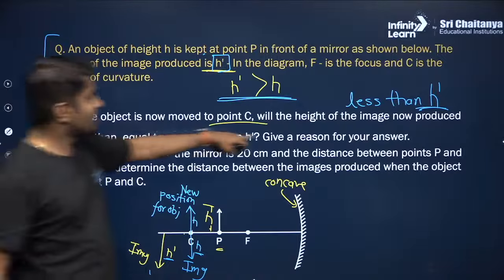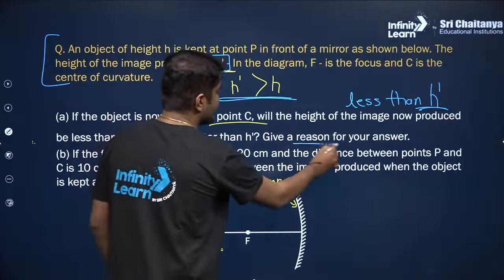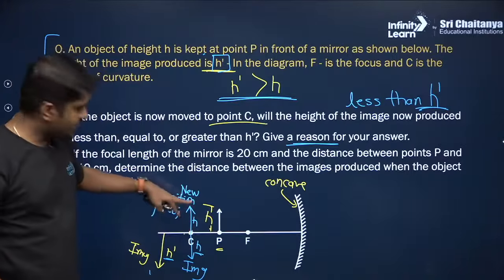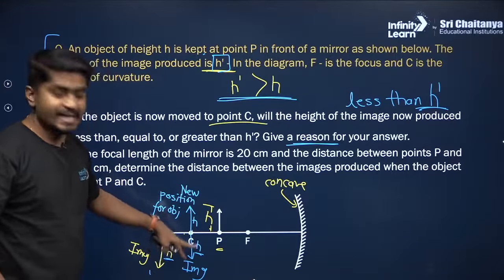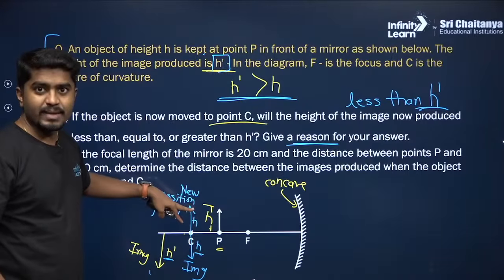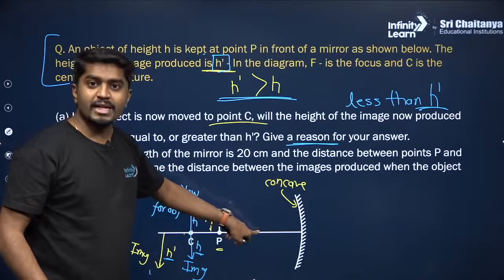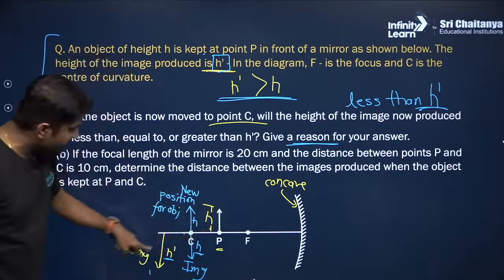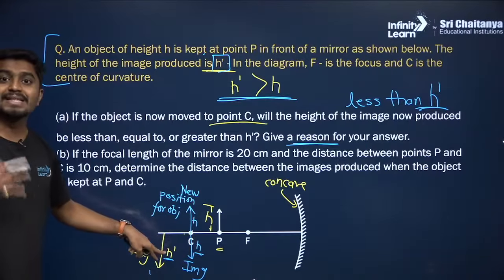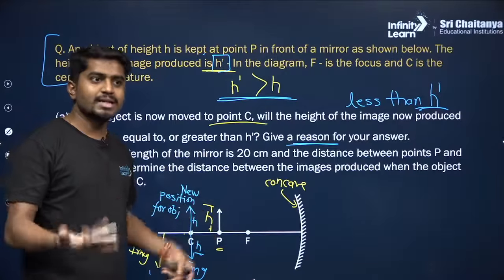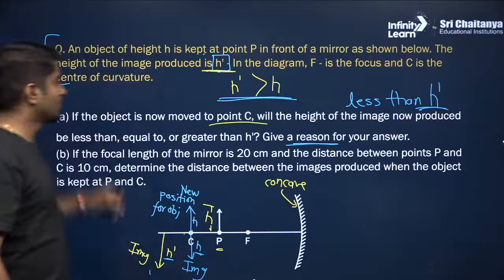Now give the reason for your answer. So what is the reason? The reason is, when you place the object at the center of curvature, the image height is the same as the object height. But in the earlier case, when you keep the object between the center of curvature and focus, the image height h prime is enlarged. So h prime is greater than h. That is the reason.